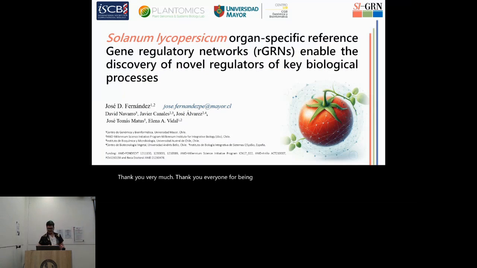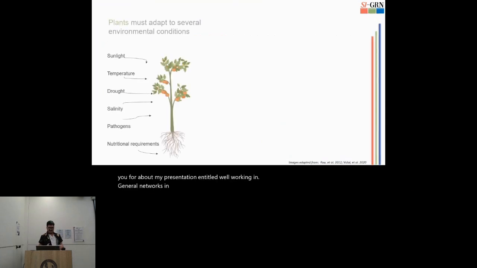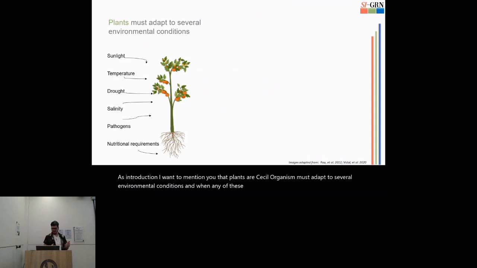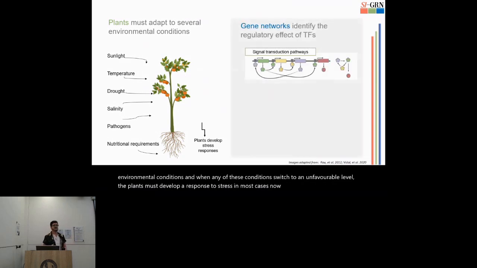I'm going to talk to you about my presentation entitled, working in gene regulatory networks in tomato. As an introduction, I want to mention that plants, as sessile organisms, must adapt to several environmental conditions. And when any of these conditions switch to an unfavorable level, the plants must develop a response to stress in most cases. Now, these responses start at the genomic level, where signaling molecules are able to detect these shifts in environmental conditions and therefore trigger a signal transduction pathway.